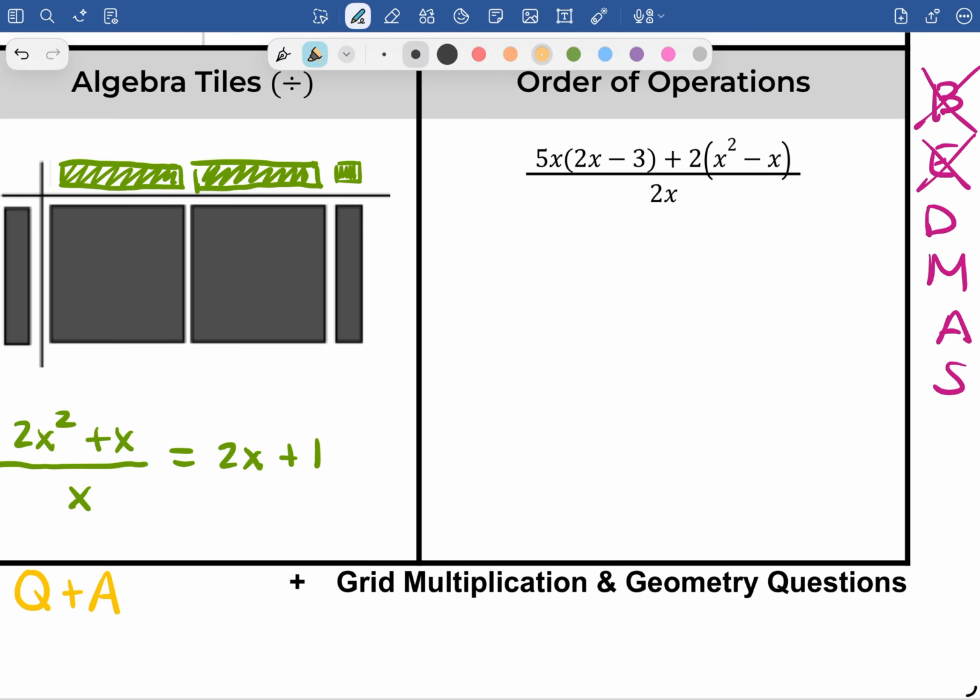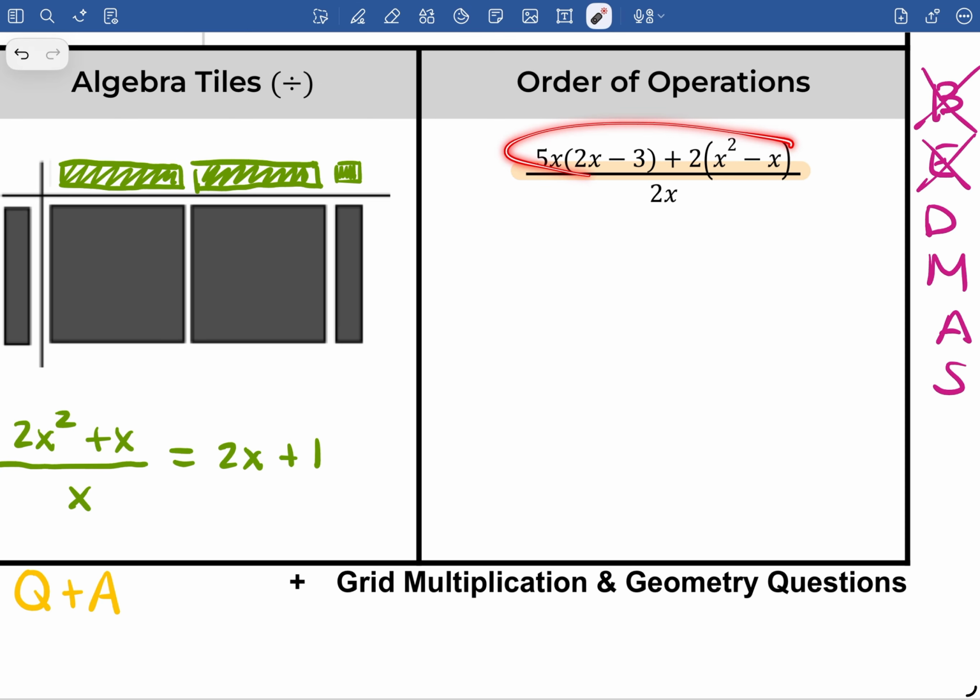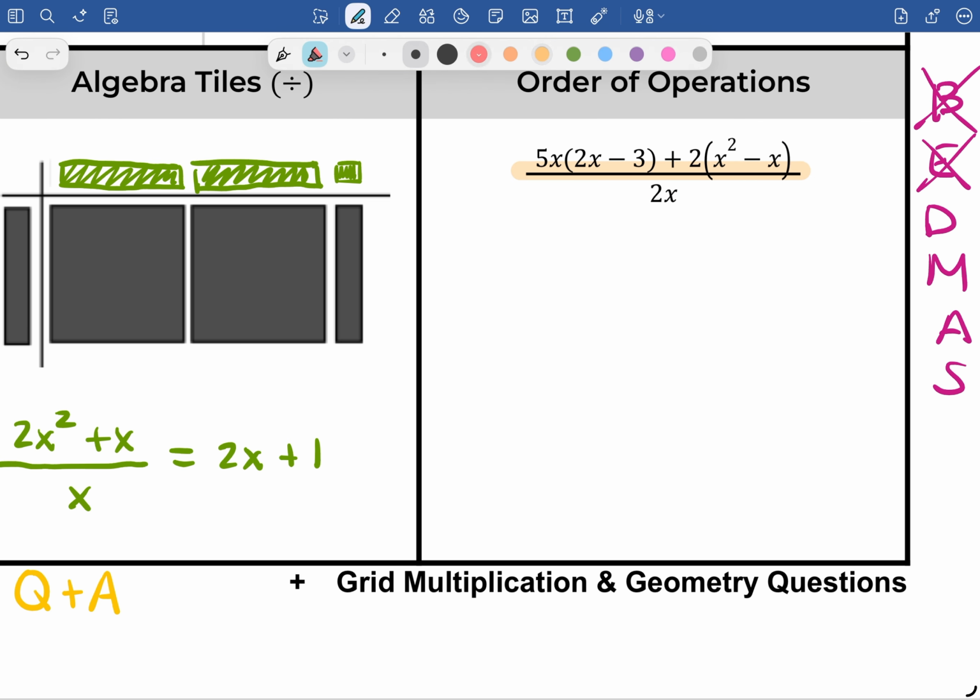We want to do the multiplication here because if we have division, that's great, but we need to fully simplify the top and the bottom if possible. And here we have a lot of stuff we could simplify on the top. So what we are doing is we're taking this 5x and multiplying it to everything in its set of brackets. We can also take this 2 and multiply it to the stuff in its brackets. And so our first step is just dealing with that.